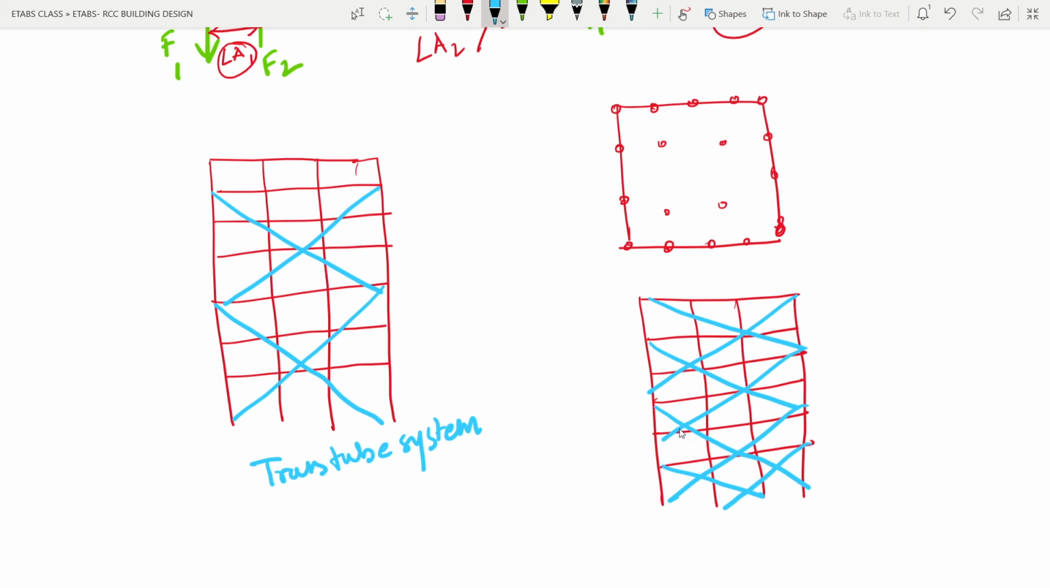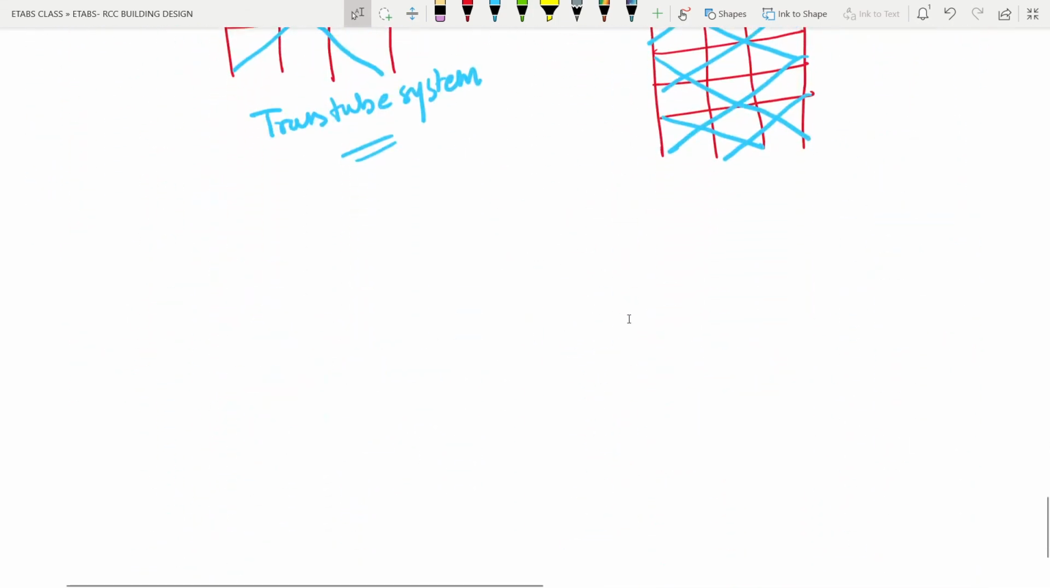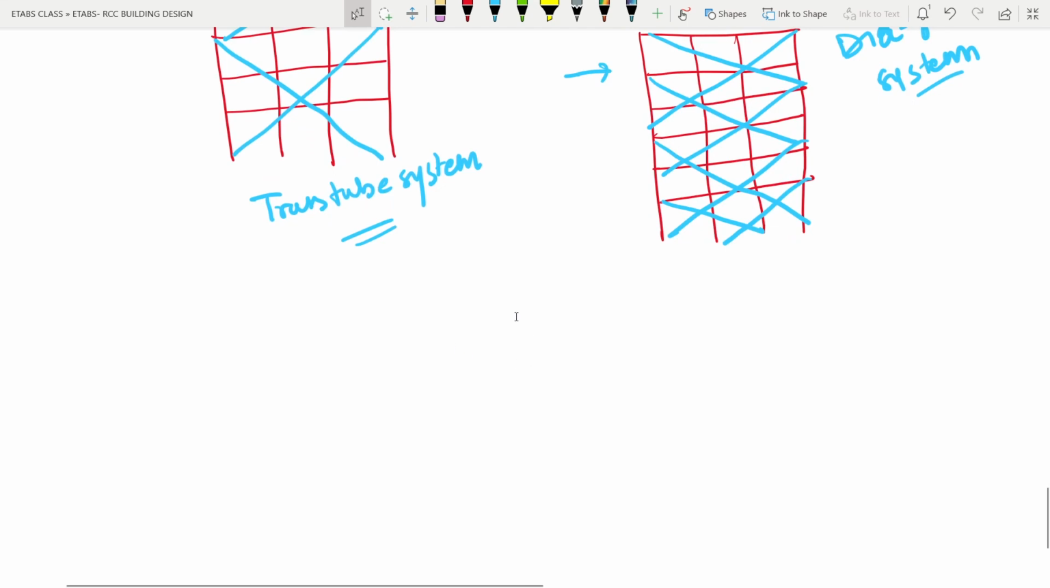Now what is happening? You can see these trusses are connected to all these columns, okay, and the distribution of the forces is much more precise than in the truss tube system. This particular system is called the diagrid system. Okay, this particular system is called the diagrid system. So with these two things, they have solved the issue of the previous one. But after a few years, they thought, okay, this system is also not much more efficient.